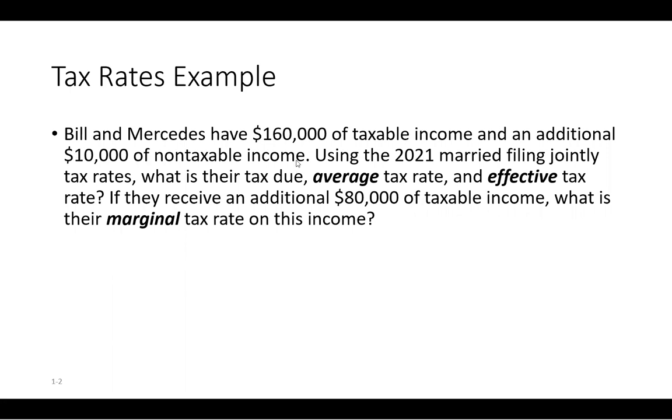So that's our scenario. So you might want to jot those numbers down. Jot those numbers down. 160,000 of taxable income, 10,000 of non-taxable income, and an additional 80,000 of taxable income. Now, how do we calculate their income tax?